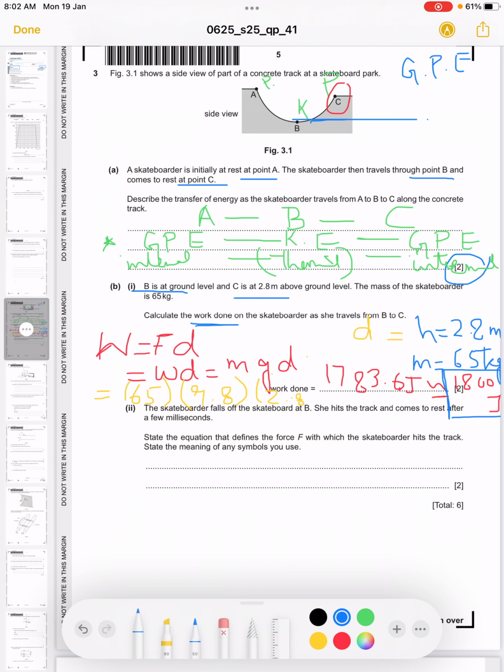Now we have to make the equation to explain this whole motion. So what are the code words? Again, we will find the code words from the question. We have to find the relationship for the force when the skateboarder hits the track. State the meaning of any symbol you use. So we need to find the equation for this whole motion.